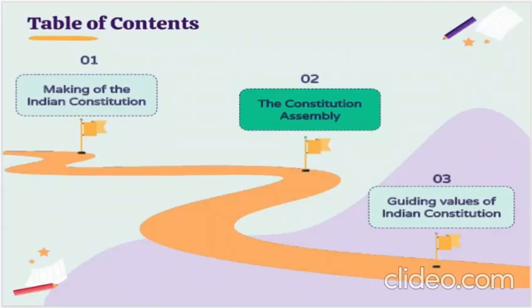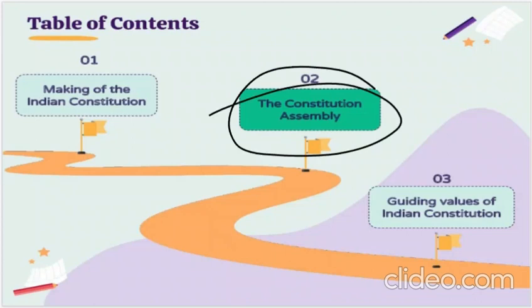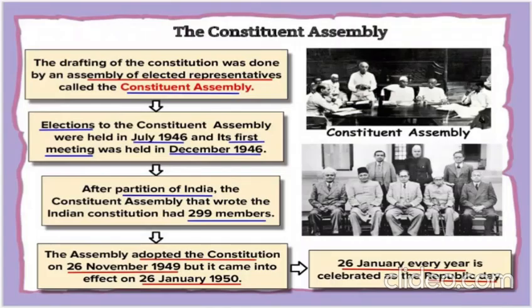Now, we talked about the constitution, who made the constitution, who were the people, right? But now we should understand the assembly, the group of people who sat together and made the constitution for India. Okay, the Constitution Assembly, also known as the Constituent Assembly. So, what is the Constituent Assembly? The drafting of the constitution was done by some elected members known as the Constituent Assembly.